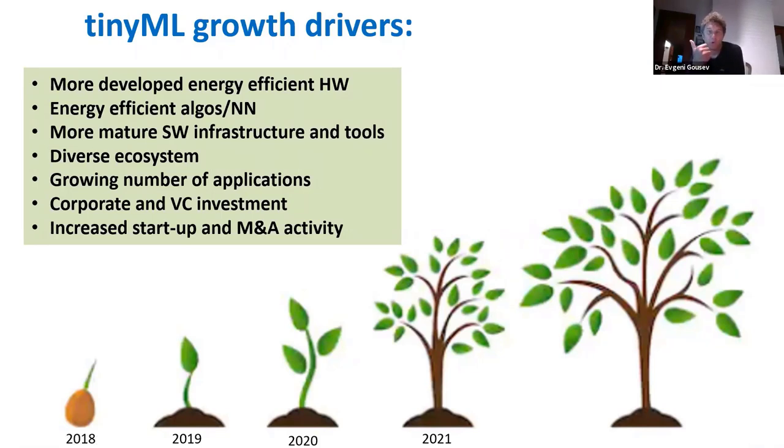One, we see more and more efficient hardware coming to the market. There are probably a dozen companies working on TinyML hardware, very efficient, easy-to-use hardware. On the algorithm and system side, we see more energy-efficient algorithms and neural nets. That's for sure, because the cloud guys didn't really care too much about efficiency. It was just about accuracy, getting accuracy numbers higher every year. But now it's all about efficiency.